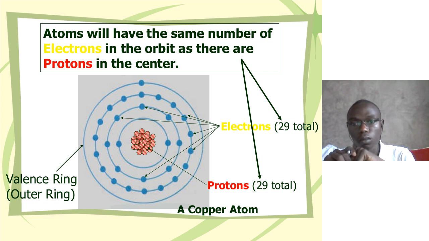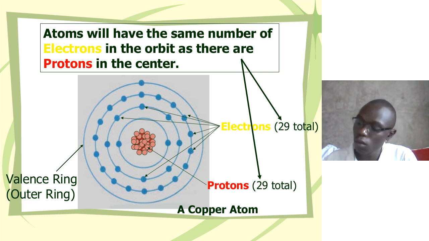So that's the structure of an atom. I hope you can be able to see it from your side. Okay, so the balance between the electrons and the protons is what we call neutrality. That's when we say there's a neutral charge.